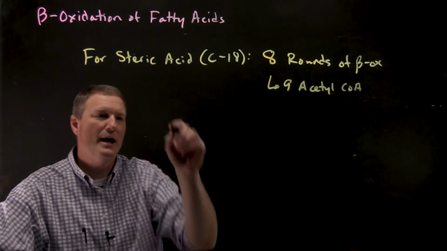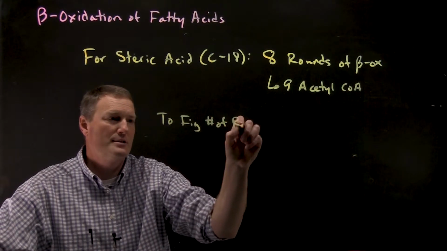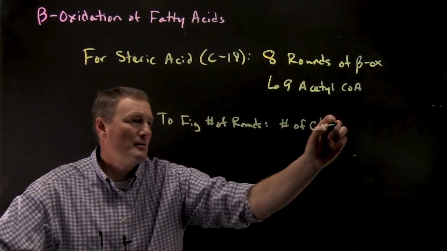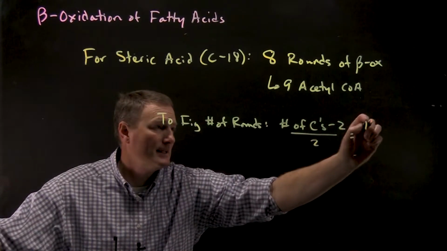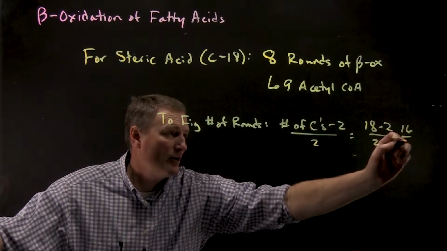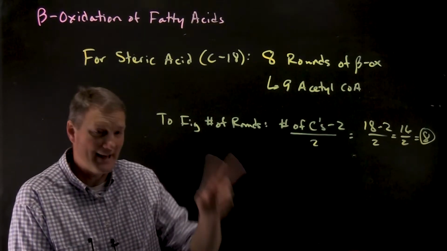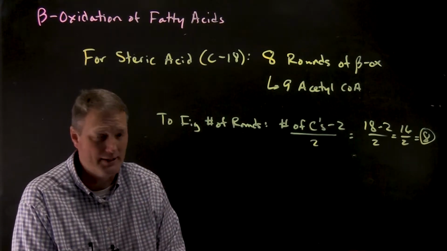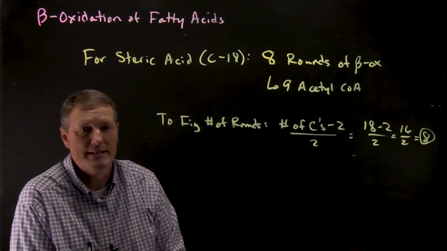Okay, so the way that you figure out the number of rounds, take the number of carbons minus 2 divided by 2. So in this case, we just plug in 18 minus 2, and then divide that by 2, which equals 16 over 2, which is 8. The reason you don't need 9 rounds is because that last round of beta oxidation is ultimately going to produce 2 acetyl-CoA units. So you only have to go through 8 rounds for a C18 compound.